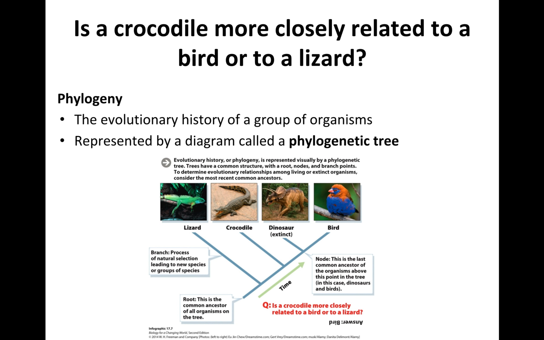Phylogeny looks at the evolutionary history of groups of organisms and is represented by a diagram called a phylogenetic tree, also called a cladogram. So in this, you can see here as time goes on, where there's an intersection, that represents a common ancestor. And we can see that these two, based on what they're looking at, are the most closely related.